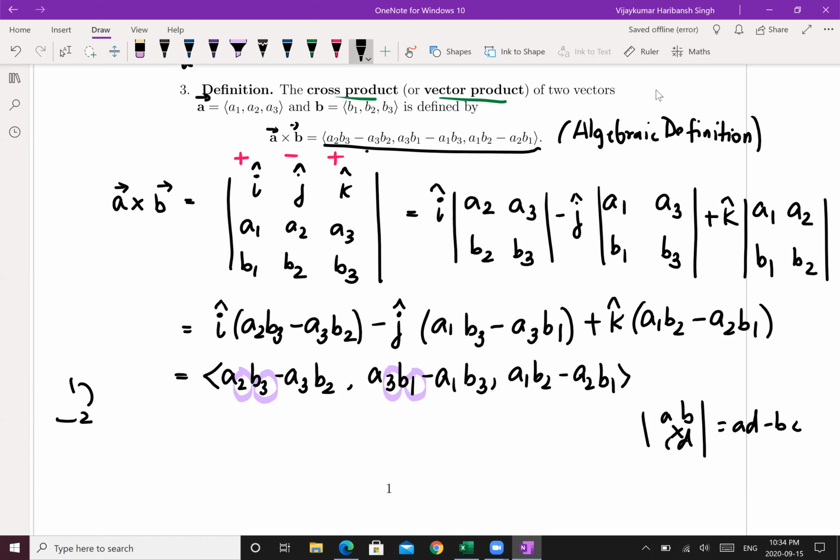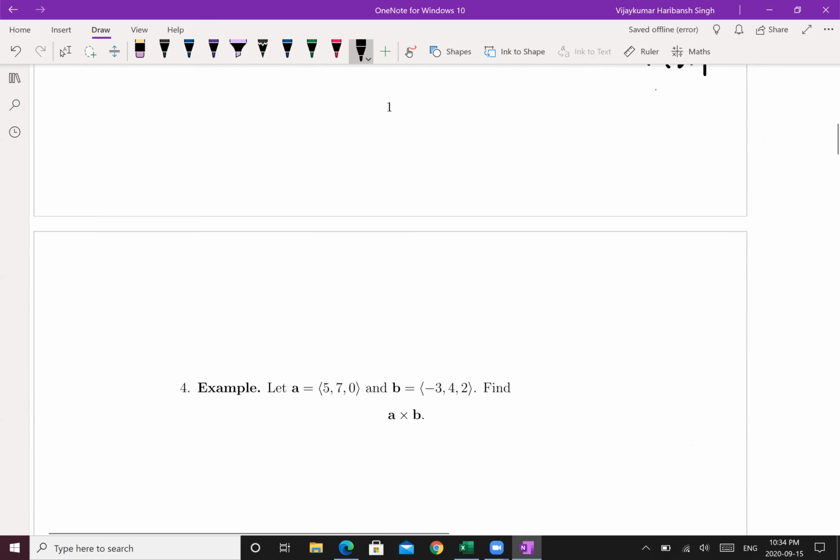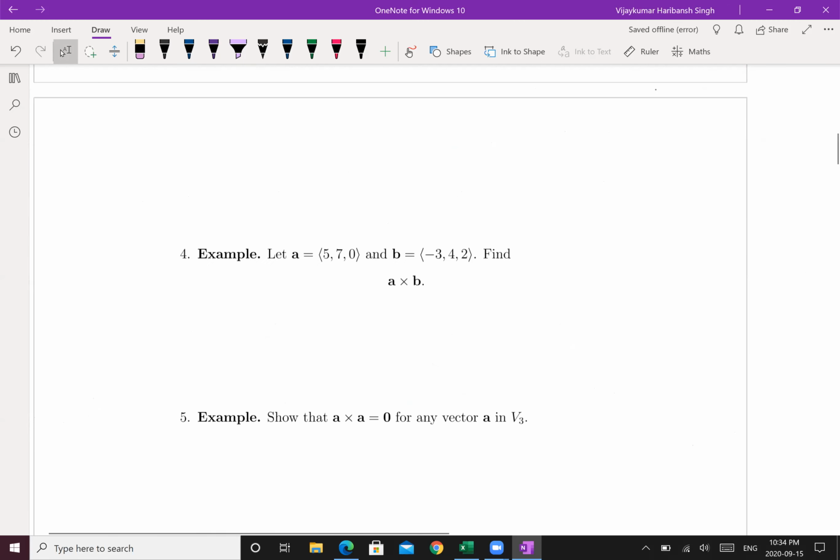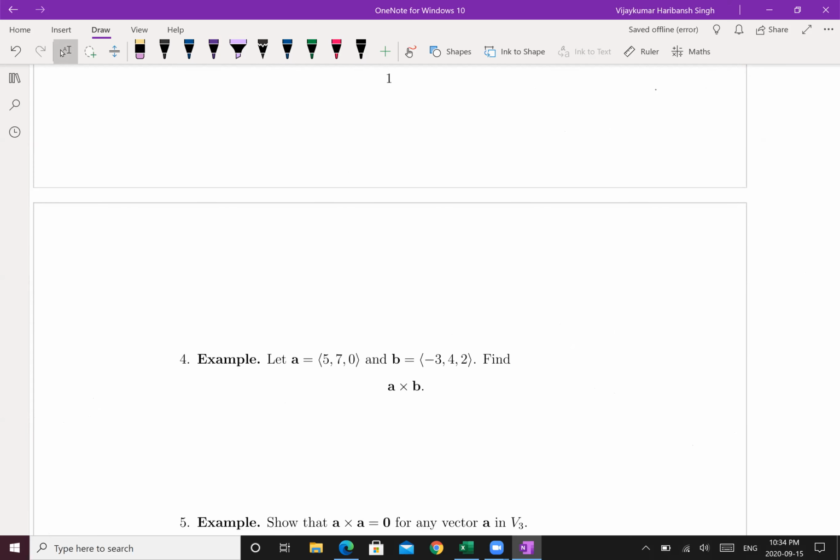Okay, all right. So let's compute the cross product of these two vectors. Now, which method shall we choose? I will choose the determinant one because it's easier to recall.